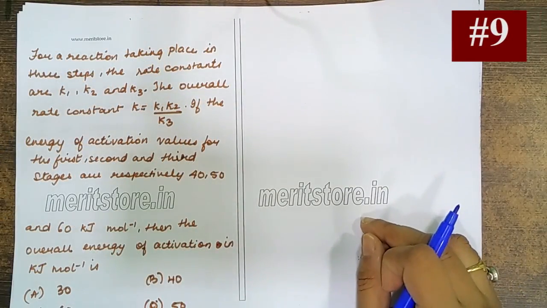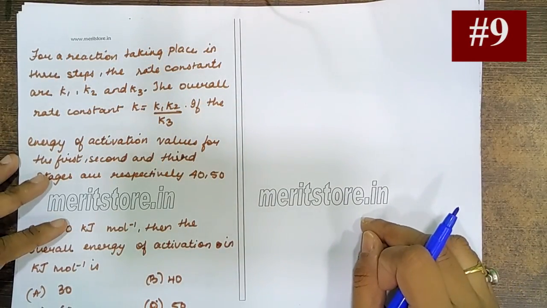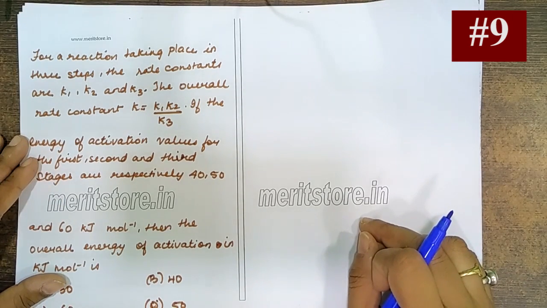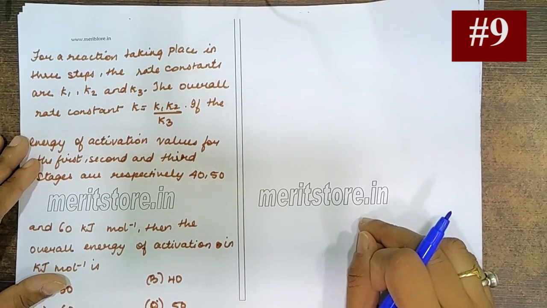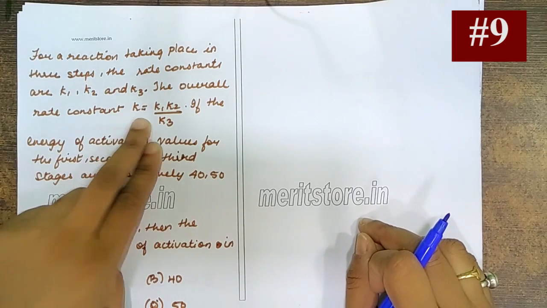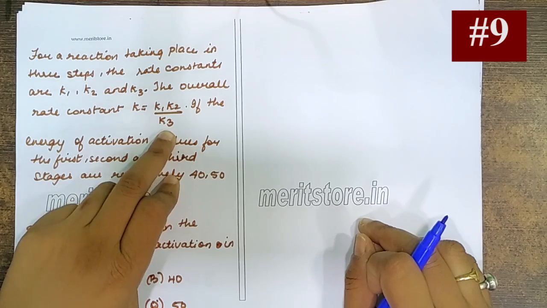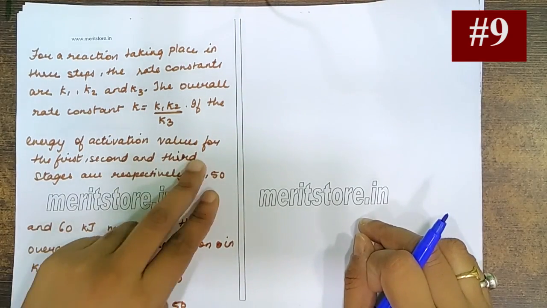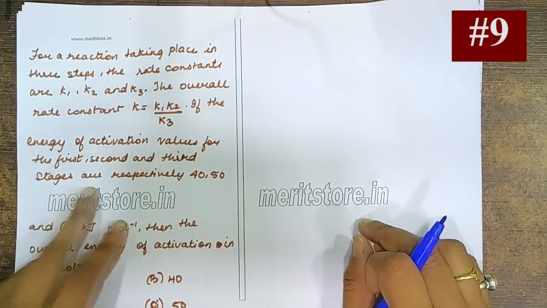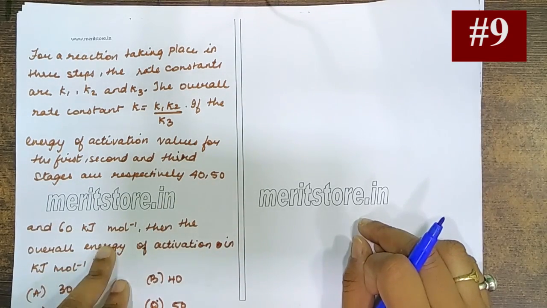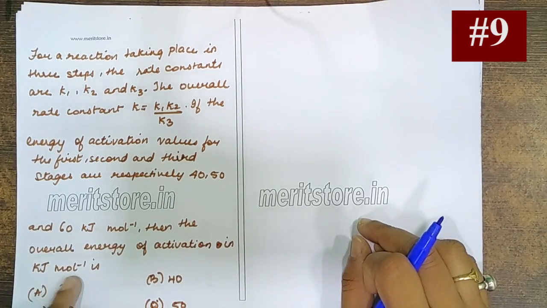For the reaction taking place in 3 steps, the rate constants are K1, K2 and K3. The overall rate of reaction is given as K is equal to K1 into K2 divided by K3. If the energy of activation values for the first, second and third stages are given as 40, 50 and 60, then the overall energy of activation you need to find.